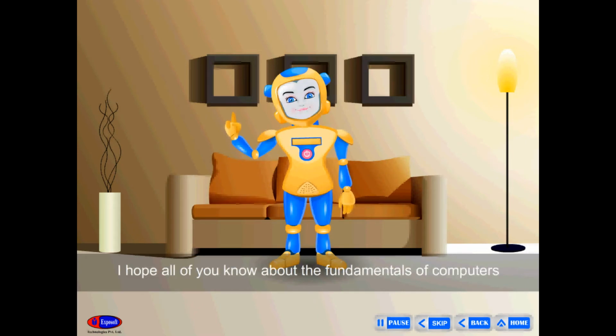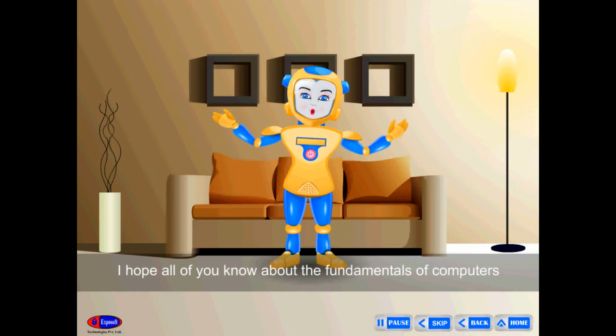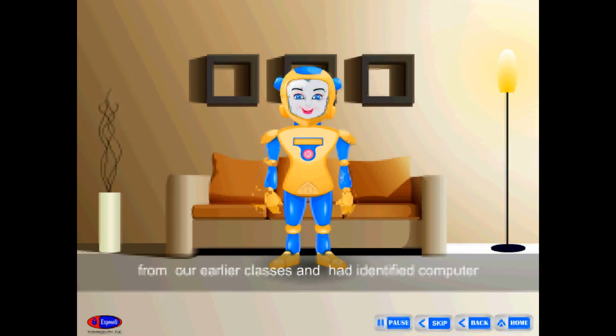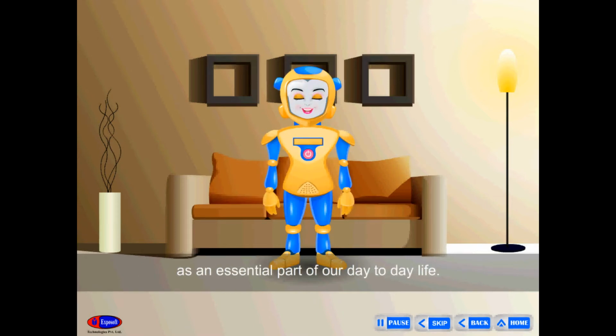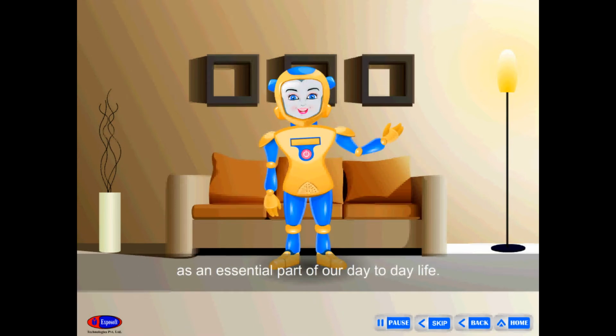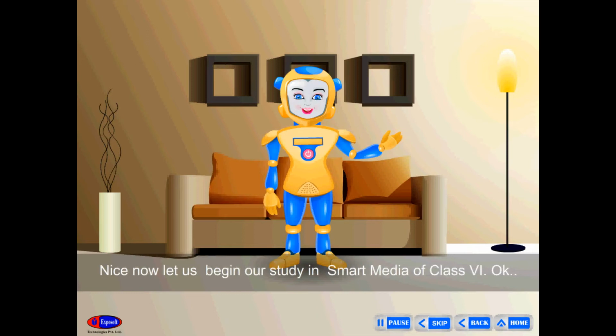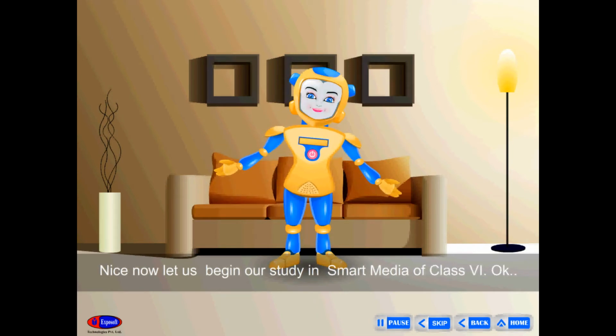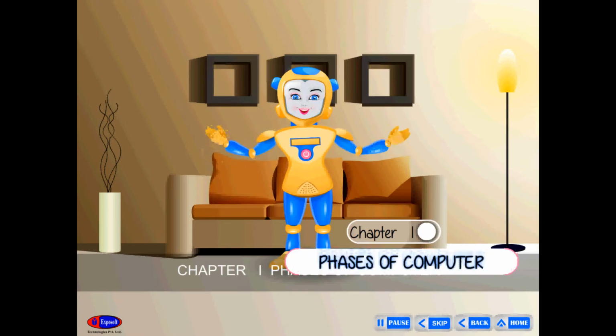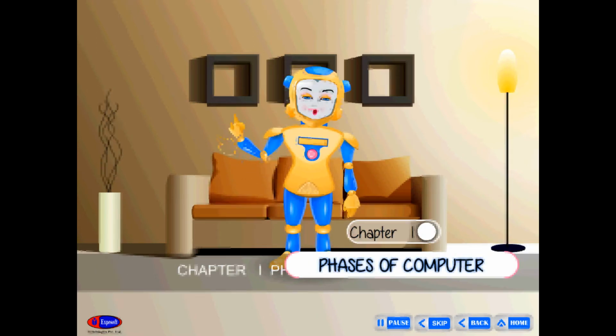I hope all of you know about the fundamentals of computers from our earlier classes and had identified the computer as an essential part of our day-to-day life. Nice. Now let's begin our study in Smart Media of class 6. Chapter 1: Phases of Computer.